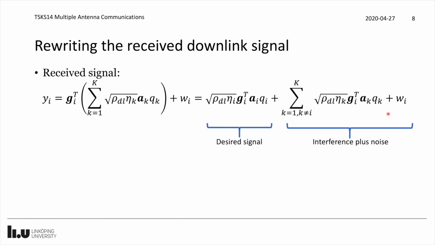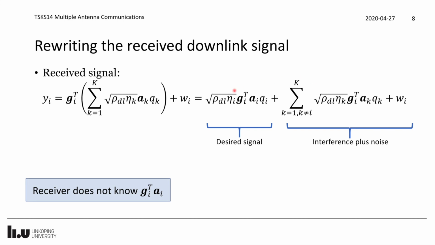And we would like to put it into this W term that we were considering in the capacity lower bound. However, the problem is that the receiver doesn't know the channel here. It doesn't know G_i transmit. We didn't have any mechanism for the receiver in the downlink, the users, to know the channels. We didn't send any pilots or anything like this. And in general, you could do that, but it's not necessary in a communication system.